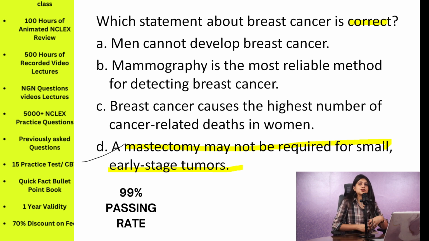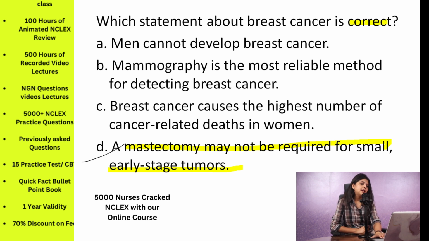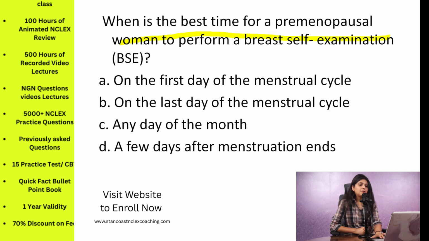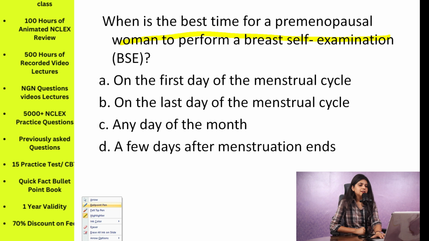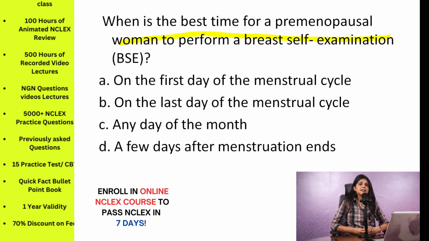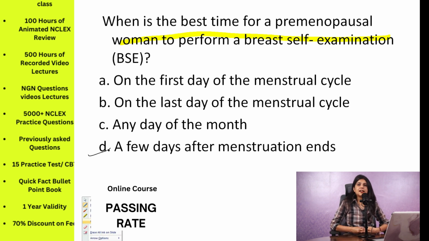Let's tackle another question. When is the best time for a premenopausal woman to perform a breast self-examination, BSE? A. On the first day of the menstrual cycle. B. On the last day of the menstrual cycle. C. Any day of the month. D. A few days after menstruation ends. Answer: D. Rationale: premenopausal women should perform BSE after their menstrual period, when breast tissue is least tender and lumpy.